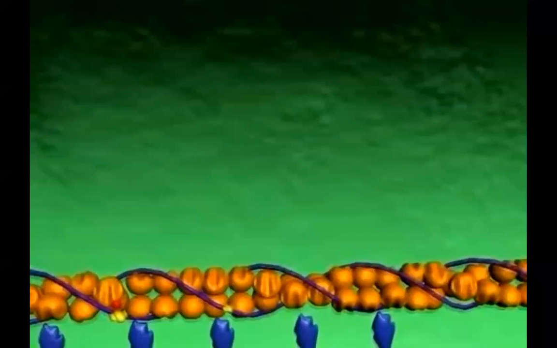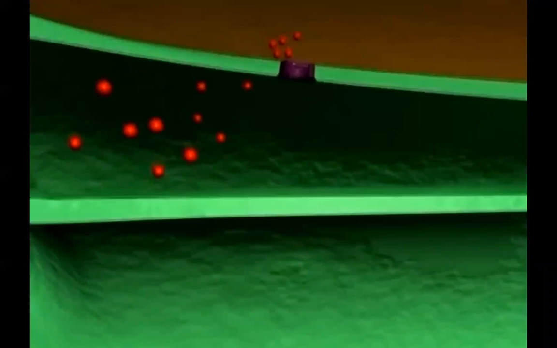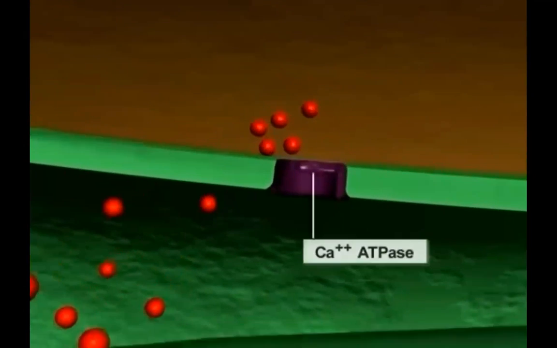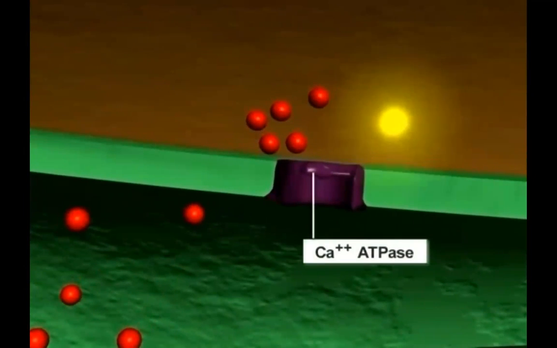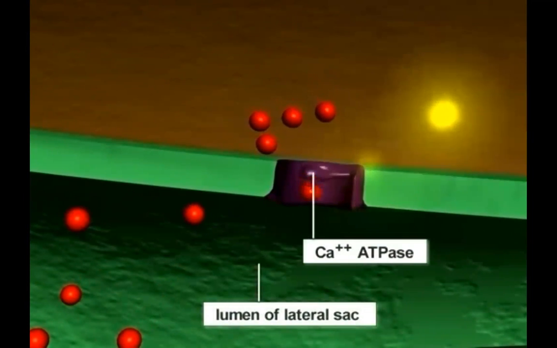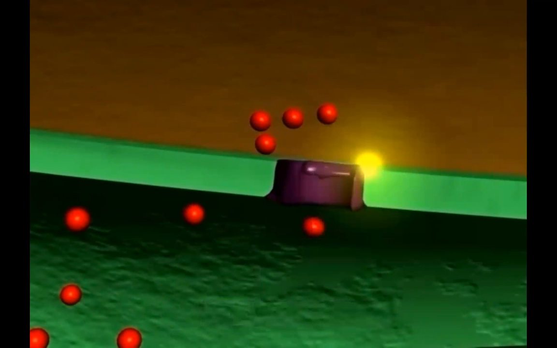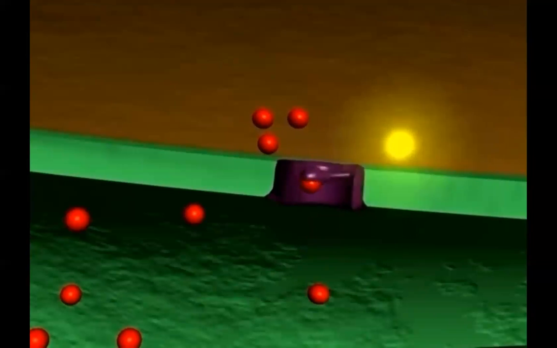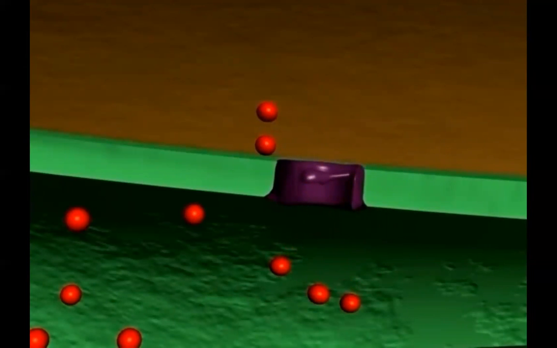To end the contraction, calcium must be actively transferred by the calcium pump, calcium ATPase, back into the lumen of the lateral sacs. Calcium active transport pump, same thing. It utilizes ATP as a source of energy. This process reduces the concentration of calcium in the vicinity of the myofibrils, such that calcium dissociates from troponin. Tropomyosin again covers myosin binding sites on actin, and the muscle relaxes.